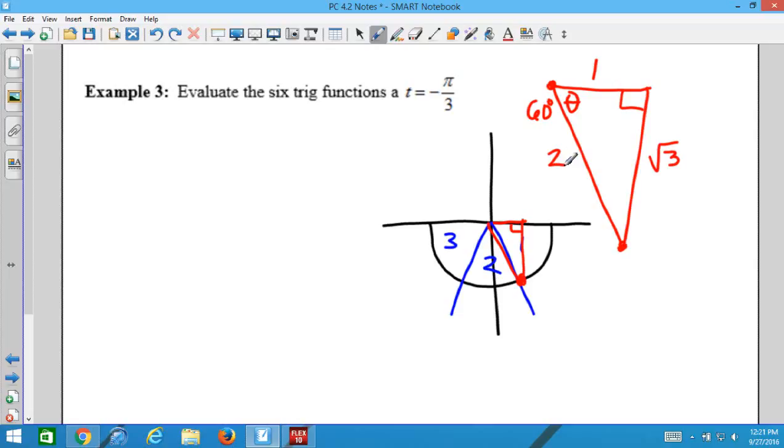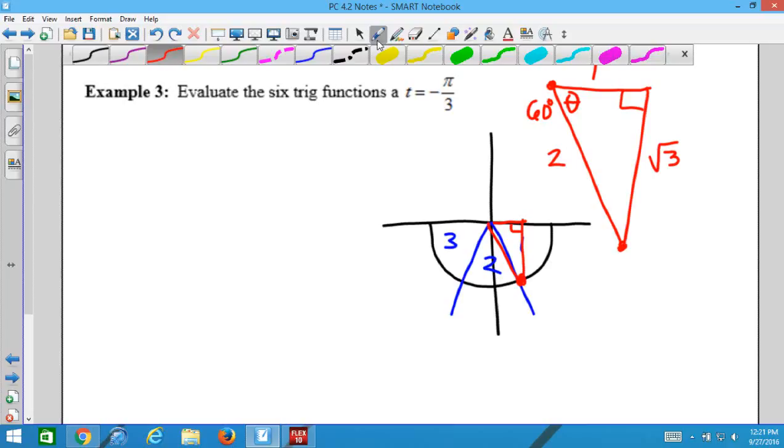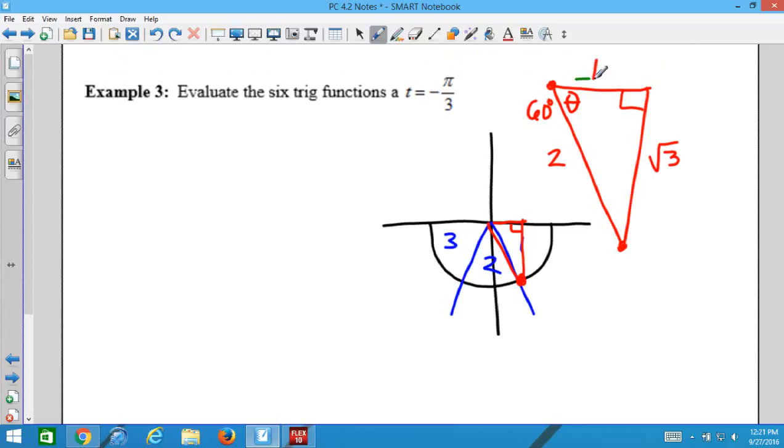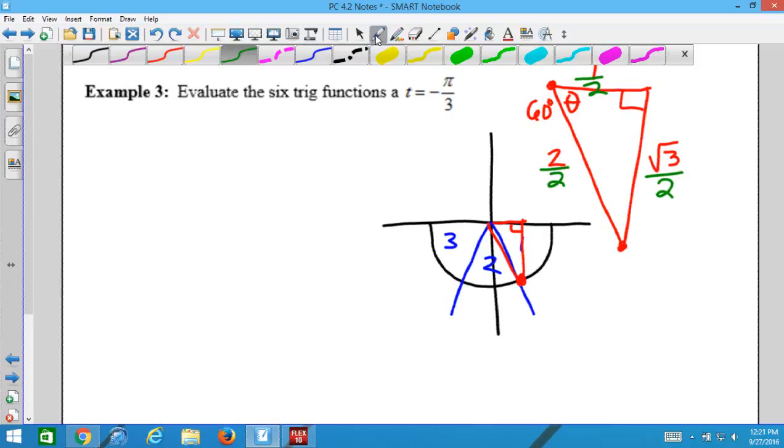We're going to divide everything by 2 again. And do I have any negatives there? Yes. Which one's negative? Radical 3, right, because we're going down at that point.